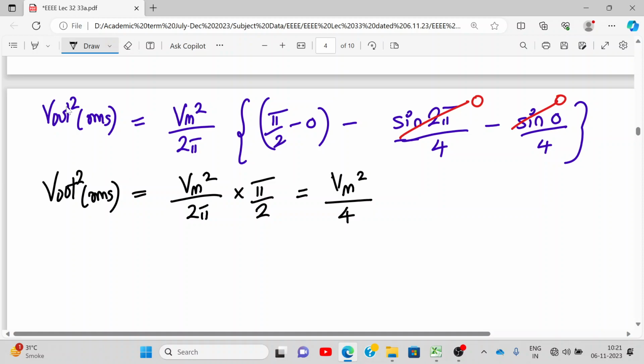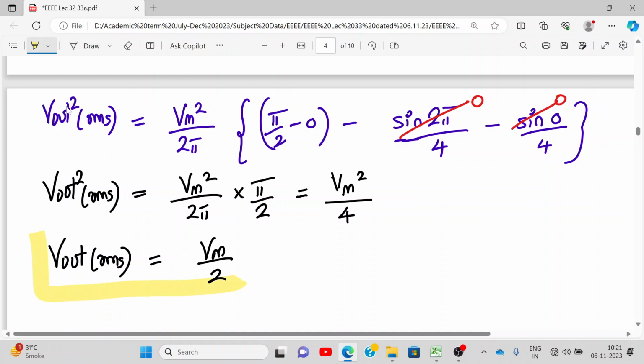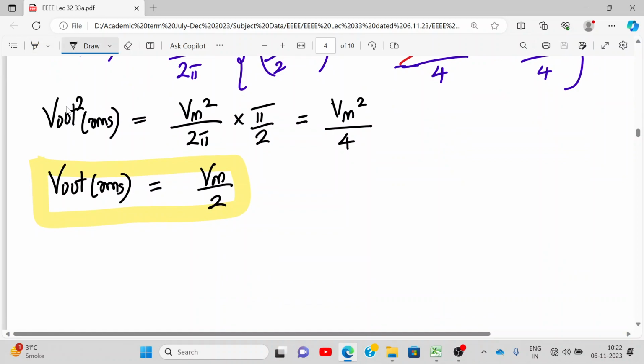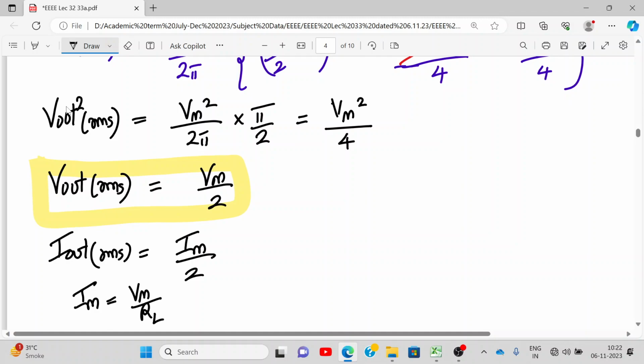But this is V out square RMS. So what will be V out RMS? Vm by 2. And that's the answer. Please note it down. If V out RMS is Vm by 2, what will be I out RMS? Im by 2, where Im is Vm upon Rn. RMS value is 50% of maximum value, that is Vm by 2.